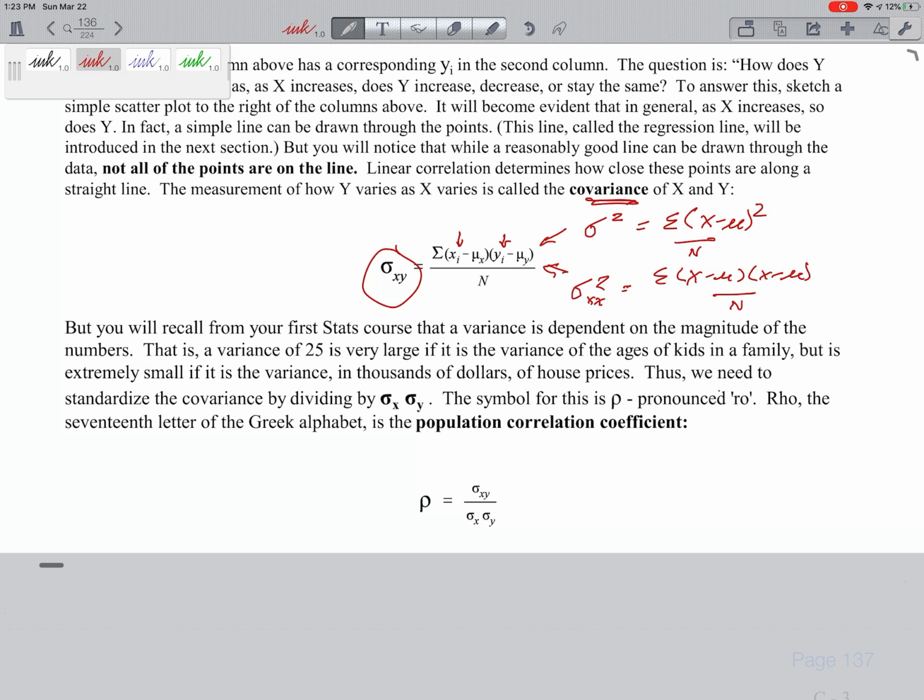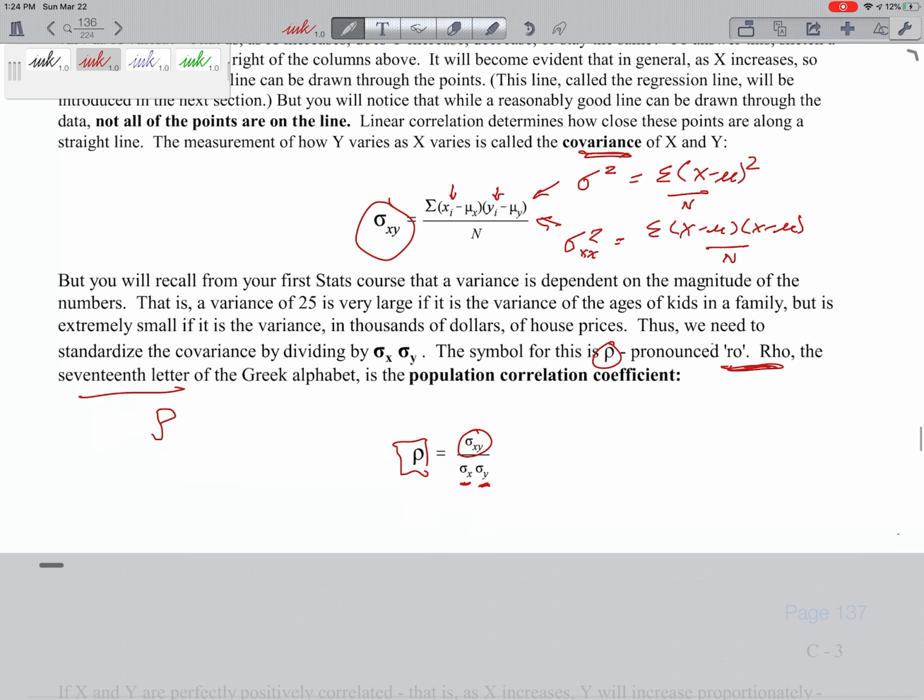So what we do is we standardize this by dividing the covariance of x and y by the standard deviation of x and the standard deviation of y. And that has a special name. It's called rho, the population correlation coefficient. And rho is actually the 17th letter of the Greek alphabet, and we draw it as kind of a stylized P. It's actually where we get our R from. You'd think it's where we get our P from, but we actually get that from pi. But it's drawn as a stylized P.